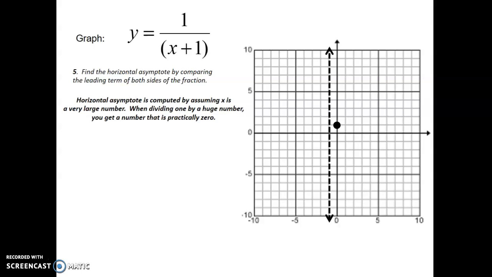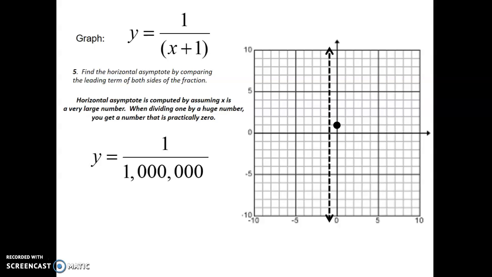So what we're actually doing is when we take the leading coefficients, we're going to have 1 over x. So we're going to take x and assume that it's a really, really big number. Just say like a trillion. In this case, we're going to do 1,000,000. So 1 divided by 1,000,000. Well, that number is going to be really, really small. It's practically 0. So what we're really doing is putting big numbers in for x's and seeing what happens.